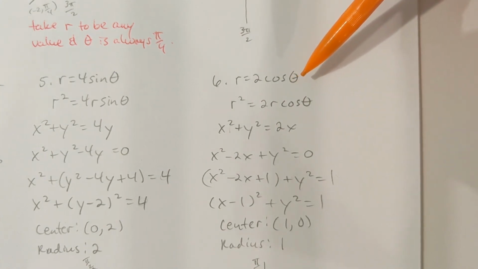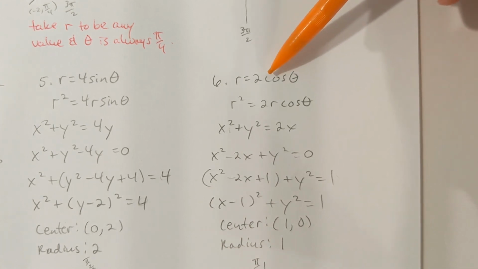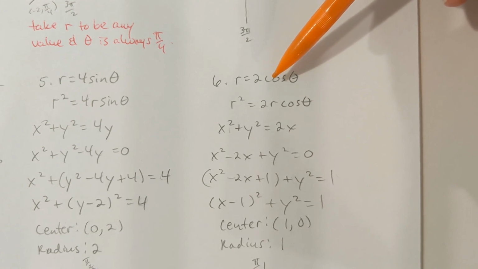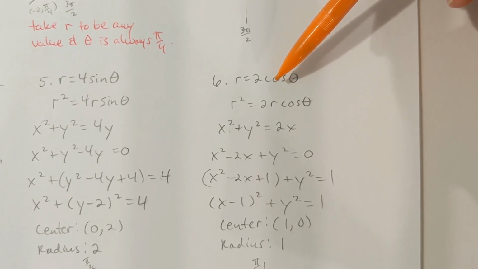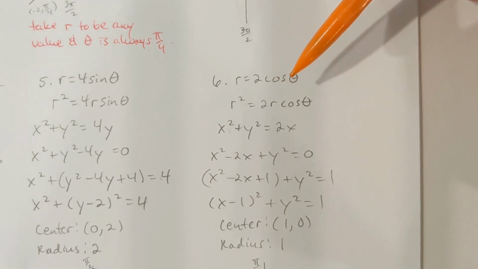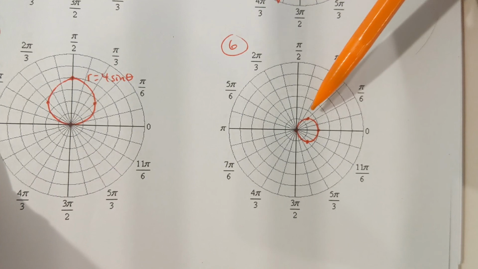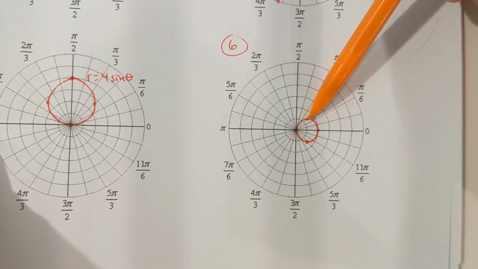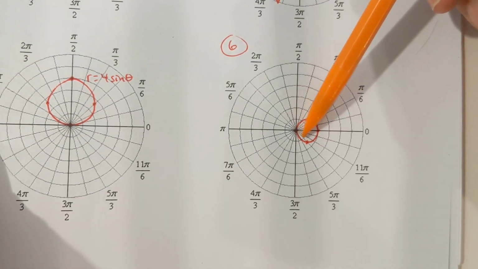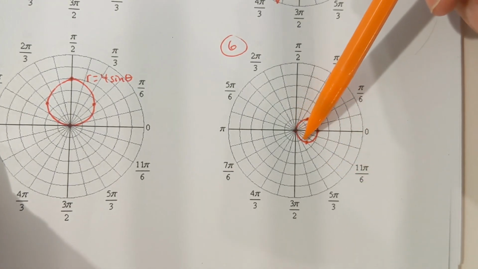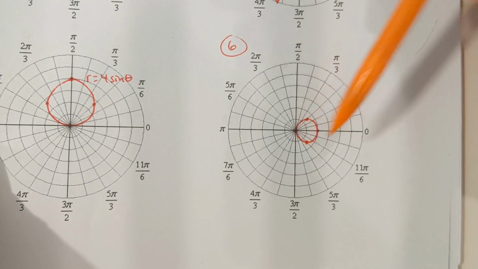Let me do that. Cosine pi over 4 would be 1 over root 2, times 2 would be 2 over root 2. 2 over root 2, if you were to rationalize the denominator, that would give you root 2. Root 2 is roughly about 1.4, so r would be roughly about 1.4. And on the pi over 4 radial line then, I'd want to go out roughly about 1.4 units and plot that point. Using symmetry, on the 7 pi over 4 axis, I would also want to go out roughly about 1.4 units and plot that point.